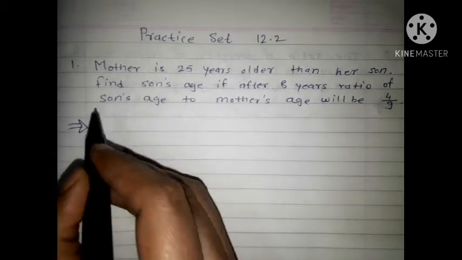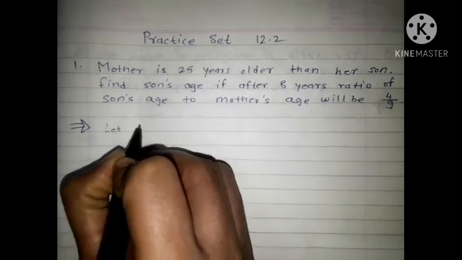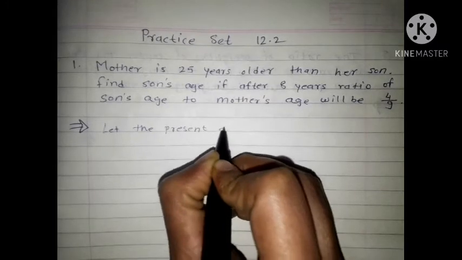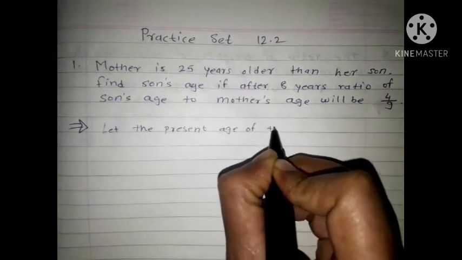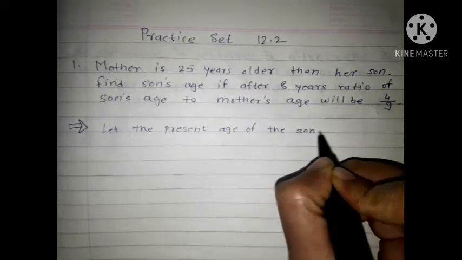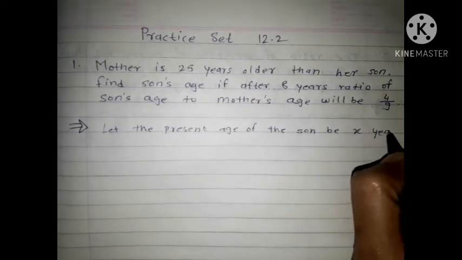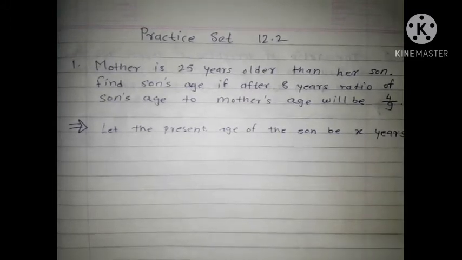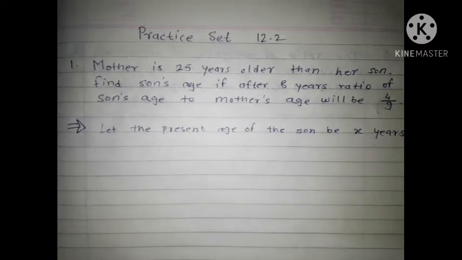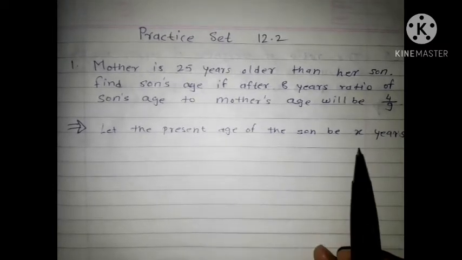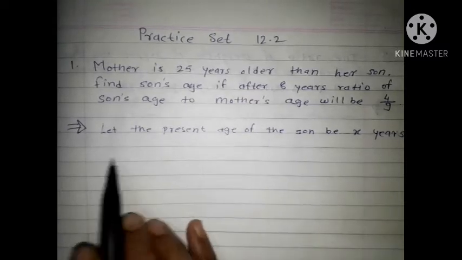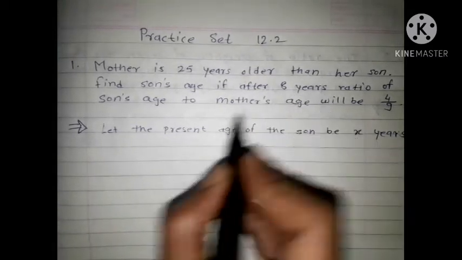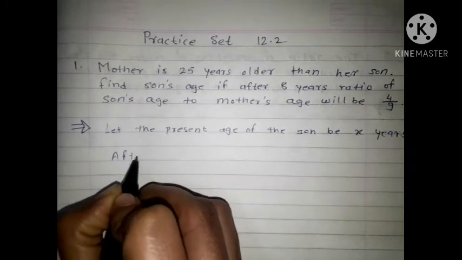The age of the son. Therefore let the present age of the son be x years. Always keep in mind, we have to consider the variable for the age of that son. After 8 years, what is our condition? After 8 years.